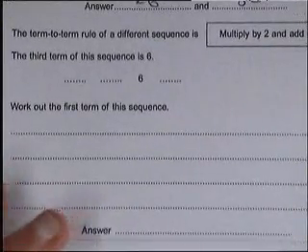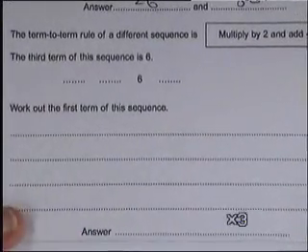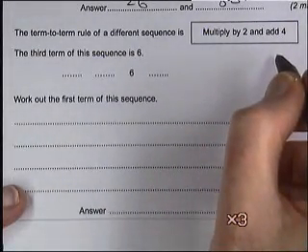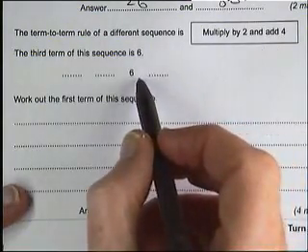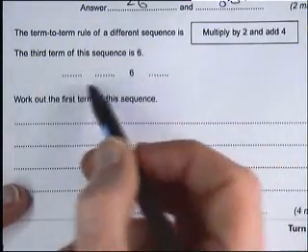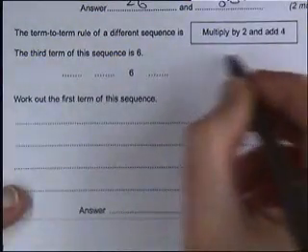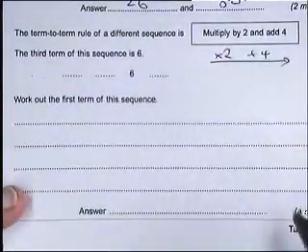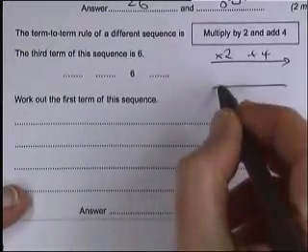Now part B, it's got another number sequence. And the rule for this one is you times by 2 and add 4. But they're not asking you to carry on the sequence a normal way. They're asking you to go backwards and find what these two are. So if we're going forwards, we times by 2 and add 4. But we need to go backwards.